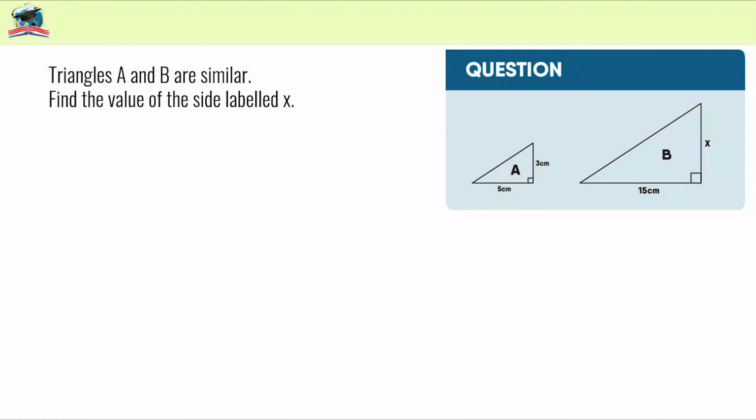The question says triangles A and B are similar. Find the value of the side labeled X. Good. So this is the side labeled X. That's one. Number two, it says triangles A and B are similar. This is very important. So triangles A and B are similar.